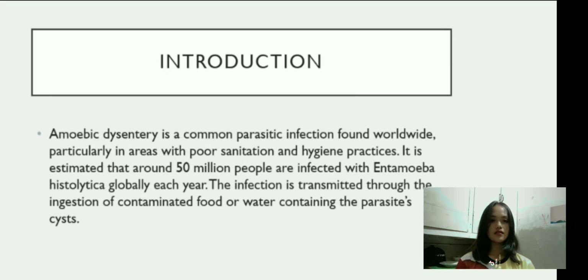Short introduction. Amoebic dysentery is a common parasitic infection found worldwide, particularly in areas with poor sanitation and hygiene practices. It is estimated that around 50 million people are infected with Entamoeba histolytica globally each year. The infection is transmitted through the ingestion of contaminated food or water containing the parasite cysts.